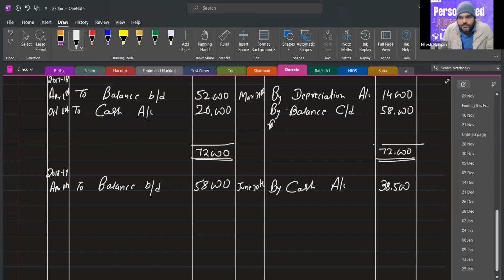Now tell me, when one machine is sold, what are the things that we have to calculate in this year? When a machine is sold, the amount? What do we have to calculate? Yes, the sale value is given? No, sir.